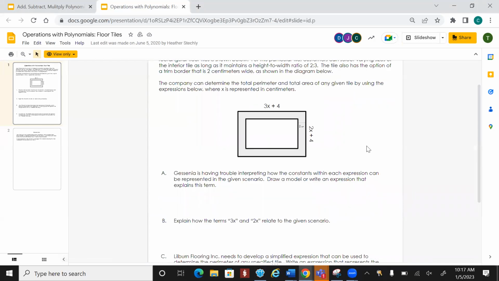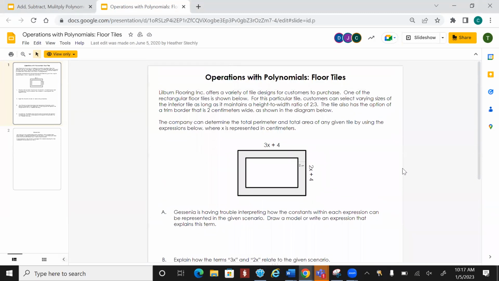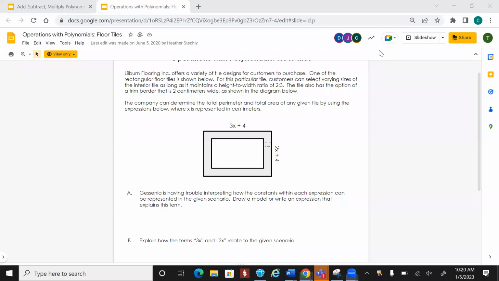Okay, Cinia is having trouble interpreting how the constants within each expression can be represented in a given scenario. Draw a model or write out an expression that explains this term. I want you to take a second, kind of read this back over and answer part A. Okay, so draw a model or write an expression that represents or explains this term.